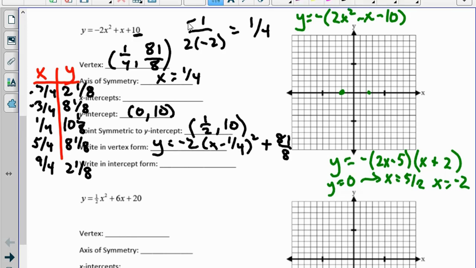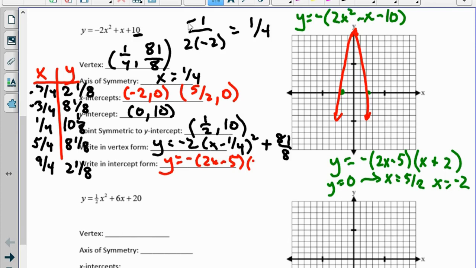So my x-intercepts are -2, 0, and 5/2, 0. And my vertex is at 1/4, 10 1/8. I have a couple points there. And so I can graph it that way as well. I could write this in intercept form, and I already did by factoring it. So y equals negative 2 times x minus 5/2 times x plus 2.